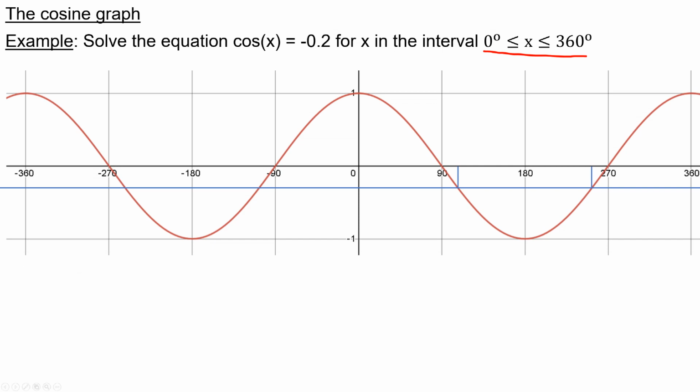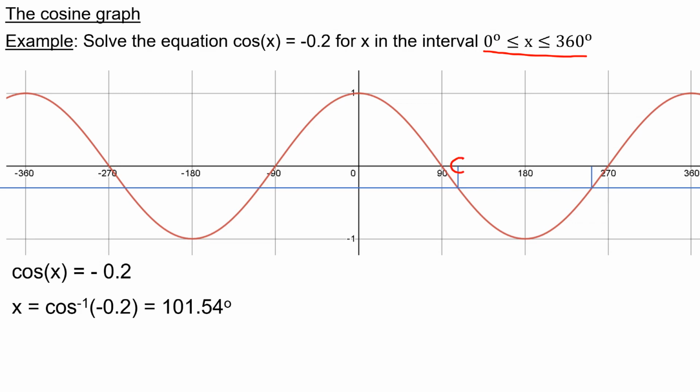The only solutions we're interested in are between 0 and 360. If I use my calculator to do cos minus 1 of minus 0.2, I get 101.54 degrees, which we should notice is this solution here. So if that is 101.54 degrees, then using the symmetry of the graph, because cos 90 is 0 and cos 270 is 0, the solution to the right is going to be the same distance away from 270 as the solution to the left is from 90. So I just need to figure out the difference between 90 and 101.54.